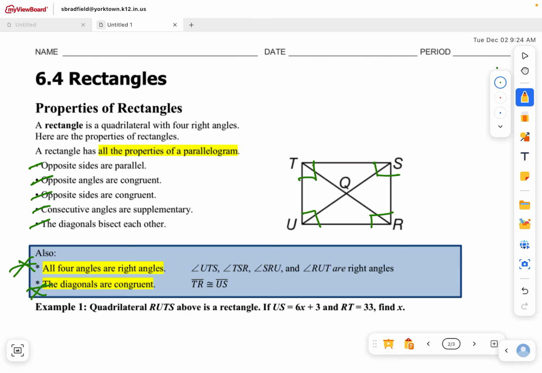and that the diagonals are congruent. So our diagonals are SU and TR, and they are congruent to each other. Because of that, we also figured out that since the diagonals bisect each other, we have congruent parts, but since they're also congruent, our other pair of diagonals that are divided into congruent parts are all equal to the other diagonal. So we actually end up with 4 congruent segments such that TQ, RQ, SQ, and UQ are all congruent to each other.